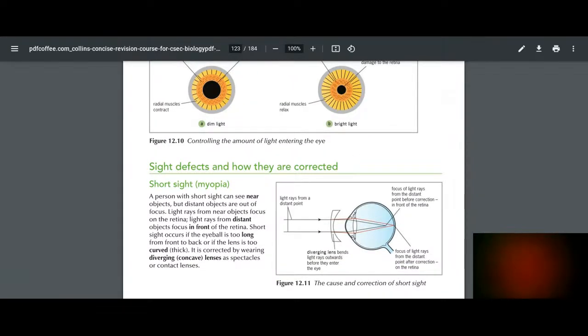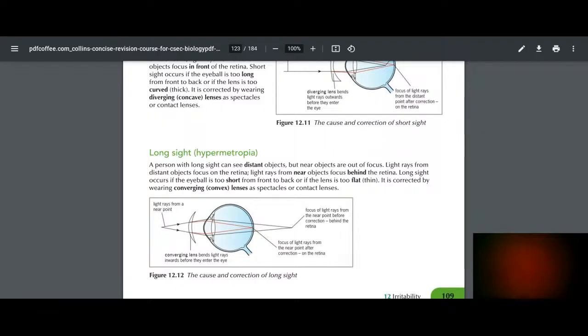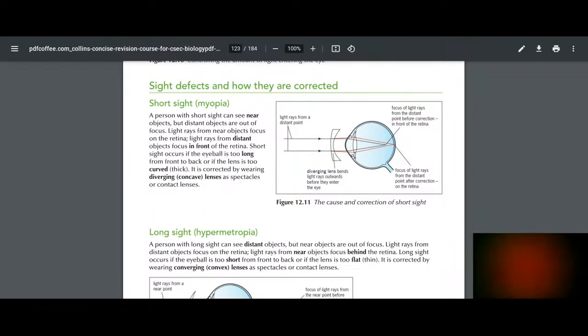Alright, so now we're going to jump to this section. When somebody is short-sighted, it's also known as myopia. A person with short sight can see near objects, but they can't see far, distant objects. This means that the objects focus in front of the retina.